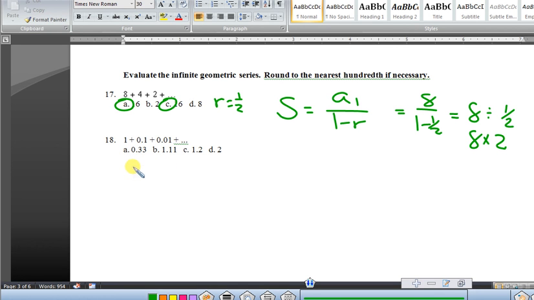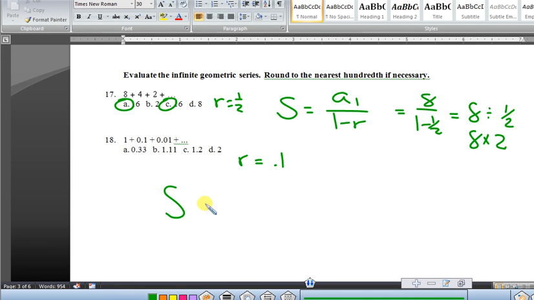Now taking a look at number 18, it's the same thing. You're going to use the same template. You do need to figure out your r factor. Your r factor is 0.1, and that is again obtained by dividing any two consecutive terms. 0.1 divided by 1 is 0.1.